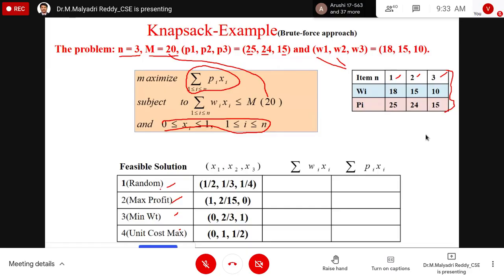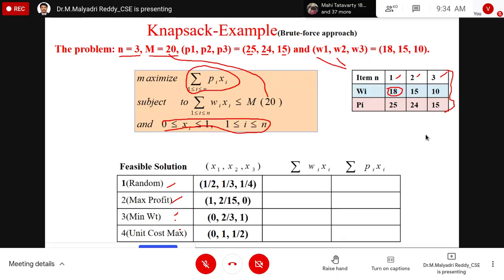First one is randomly I choose the items. Second one is the maximum profit. From this, which one is the maximum profit? 25 is the maximum profit. I completely include that in the bag. The weight is 18, included in the bag. So bag capacity is 20, 2 more units are able to be inserted. That is why 2 by 15. That means 2 units from the second object I selected. This is the maximum profit method.